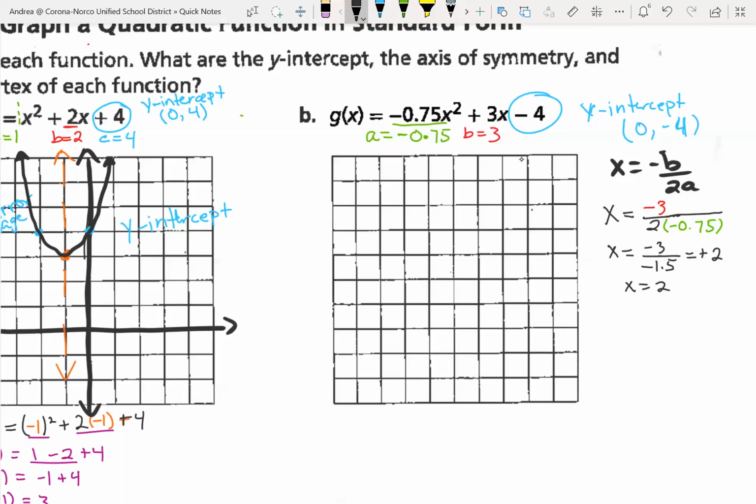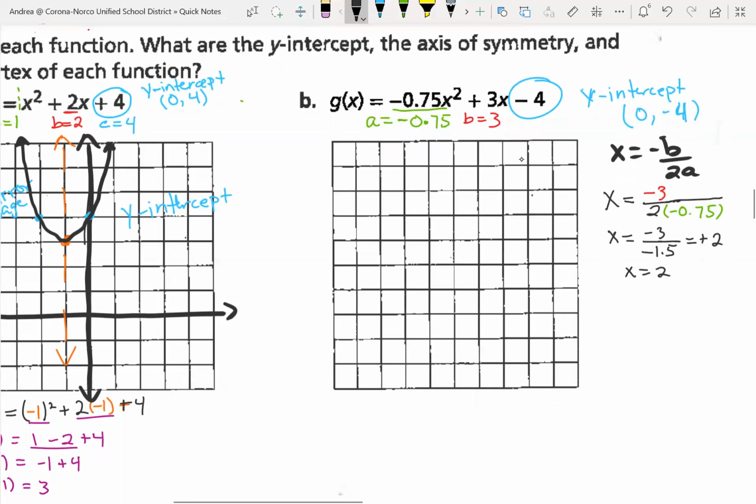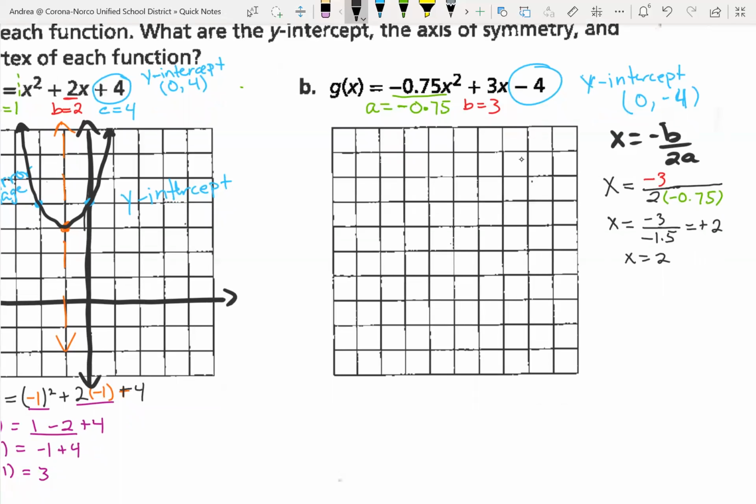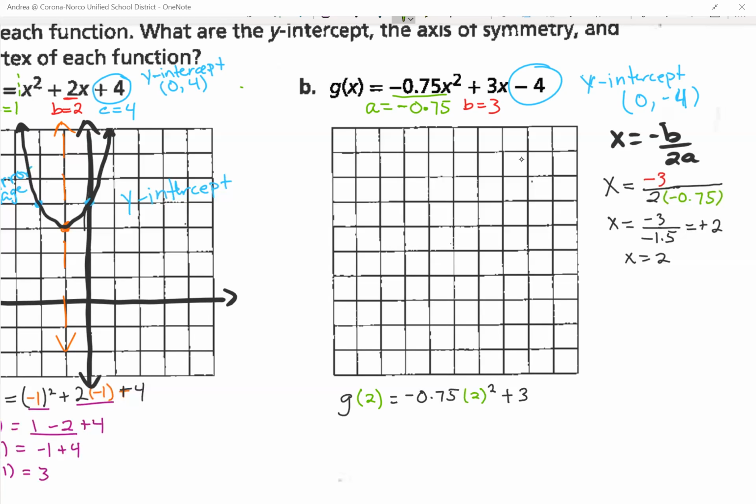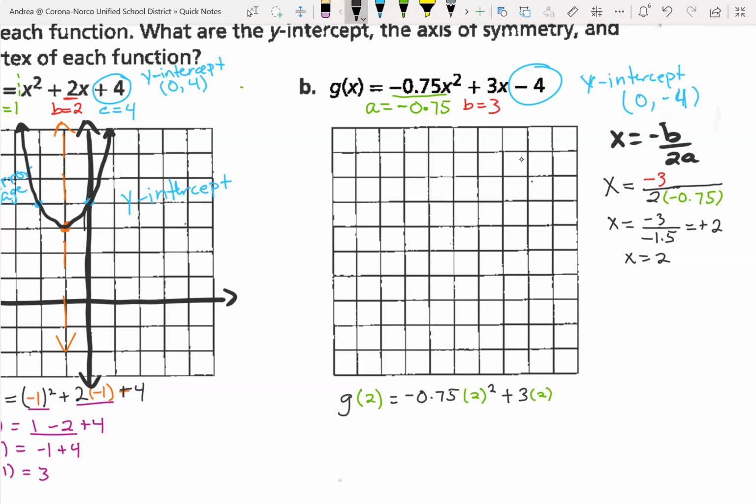Okay, now we need to plug it in. So let's plug it into our equation. So g of 2 equals negative 0.75 times 2 squared plus 3 times 2 minus 4.